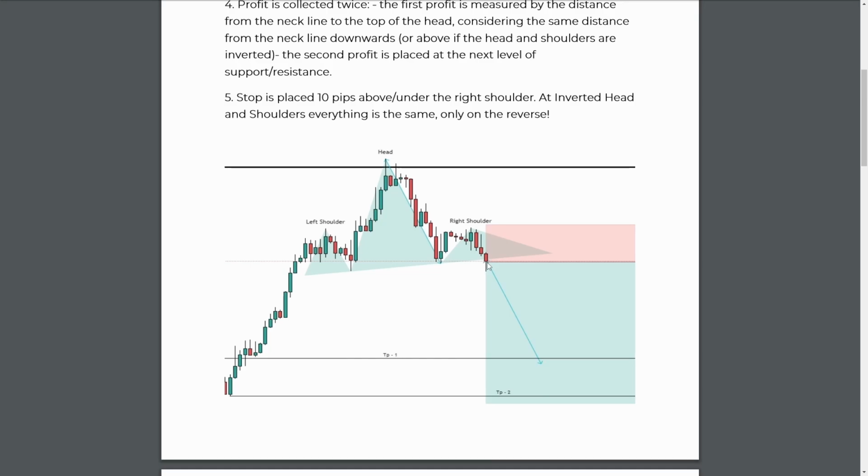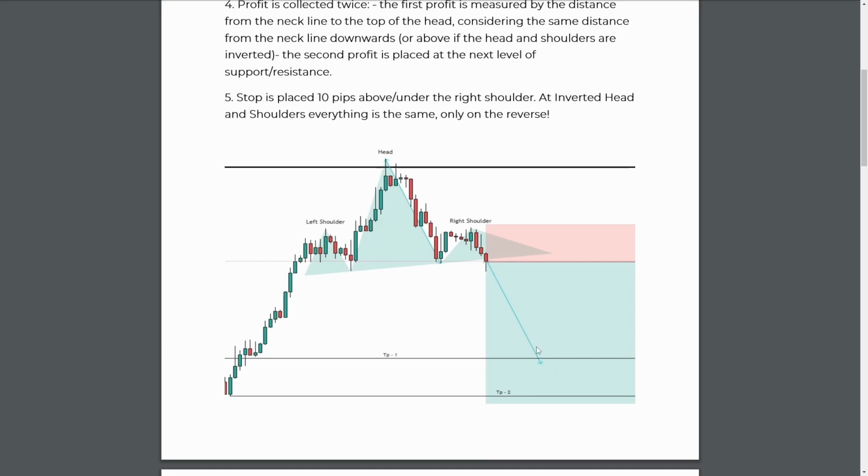To determine the profit, we measure the distance from the neckline to the top of the head. Then apply the same distance from the neckline down. This would be our first take profit. What do we mean? Look, we have drawn an arrow to measure from the highest top of the head to the neckline. Take this arrow and apply it from the neckline down. There will be situations in which the candle will close a little lower.